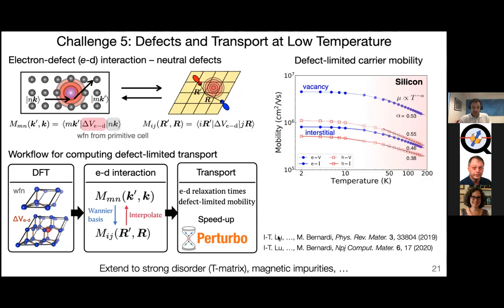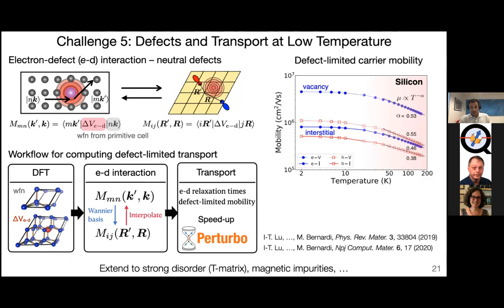Working with my student Yihuang Lu a couple of years ago, we have reformulated the theory and written it entirely in terms of primitive cell wave functions. This has allowed us to speed up this calculation of electron-defect matrix elements by orders of magnitude. And in this subsequent paper, we've also shown how we can interpolate these matrix elements using Wannier functions. So essentially, we have retraced the progress of the last few years in electron-phonon calculations and now translated it for electron-defect calculations.